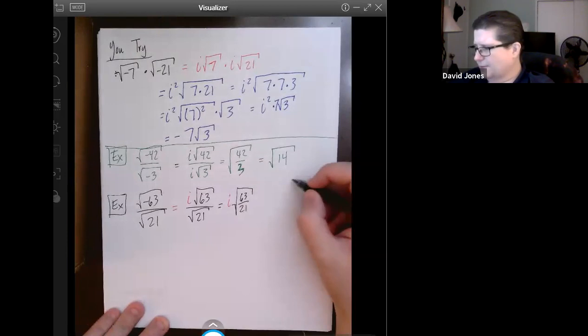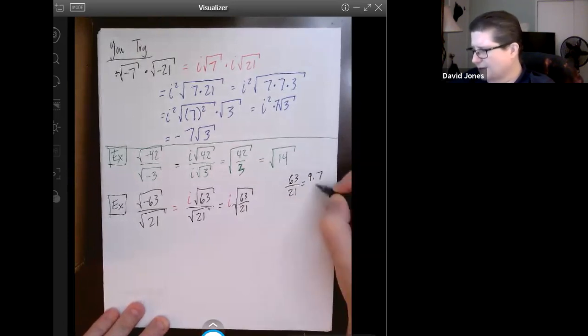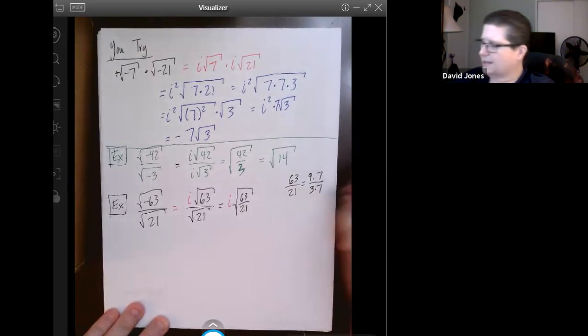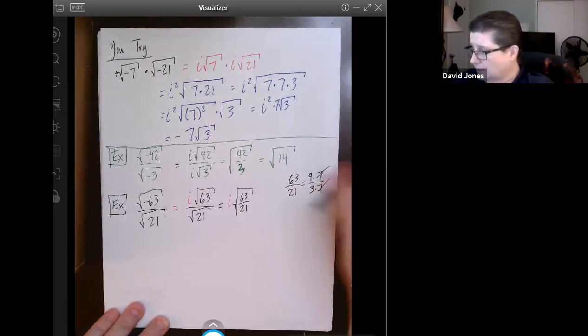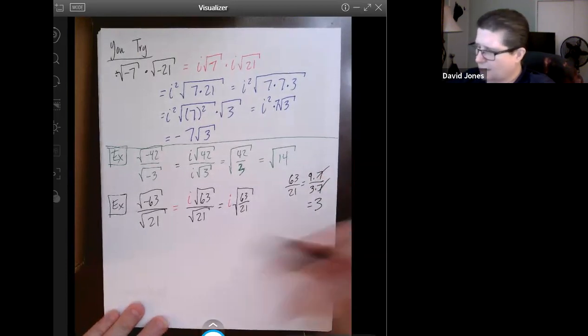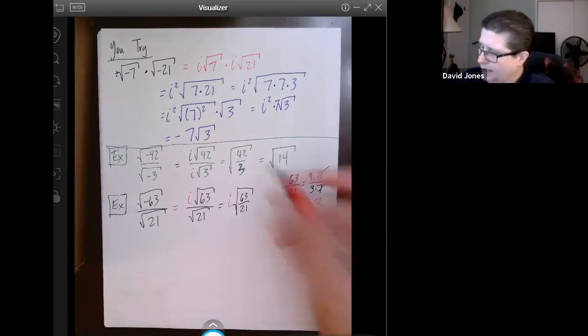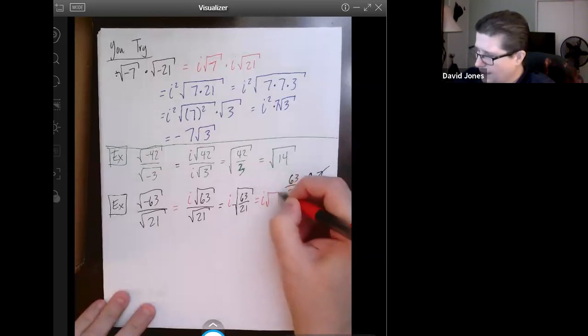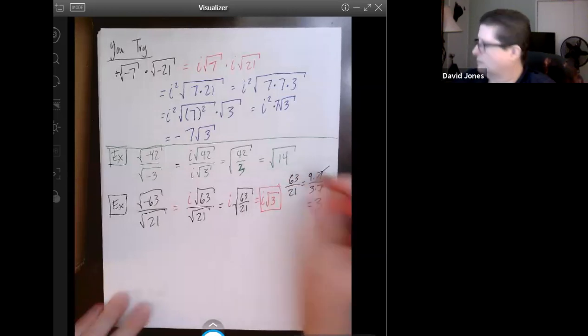Let's see, 63 over 21. 9 times 7 is 63, and 21 is 3 times 7. The 7's cancel. 9 over 3 is just 3. Which means that radical just turns into 3. We got i root 3. Okay?